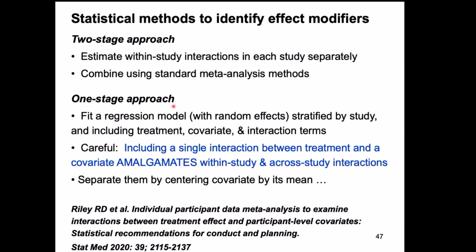A 1-stage model, we can also get the interaction, but this is really quite a dangerous model to use because you need to very carefully disentangle factors that explain within study variability from factors that explain study level variability. And what tends to happen is that people just put in interaction terms, and that interaction term is then amalgamating within study and across study relationships. Again, you can deal with this in a 1-stage model by centering covariates by their mean.